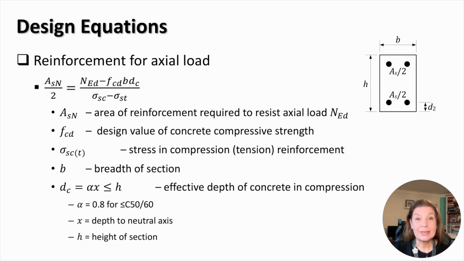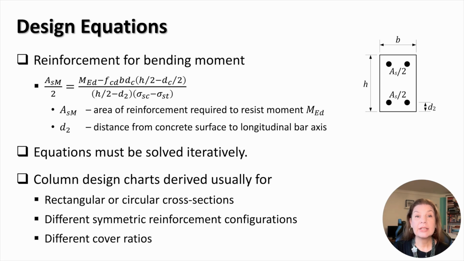Column reinforcement should be designed to carry axial load and bending moment. The reinforcement is required to carry the excess of axial load over the load carrying capacity of the concrete in the column cross-section. Additional reinforcement is required to carry the excess bending moment over the moment carrying capacity of the concrete in the column cross-section. Both reinforcement areas can only be found by solving iteratively the corresponding equations.